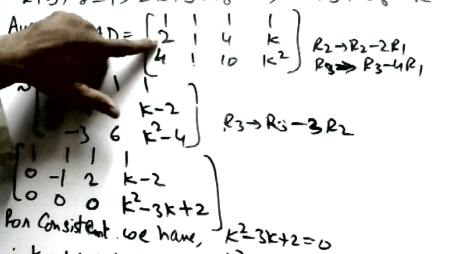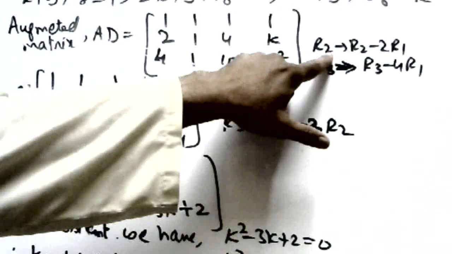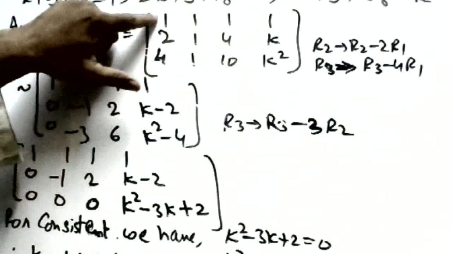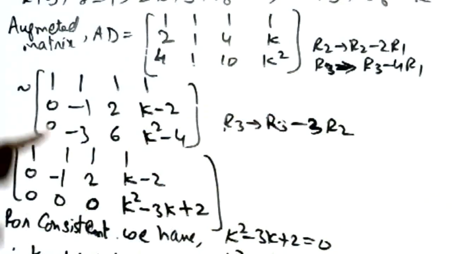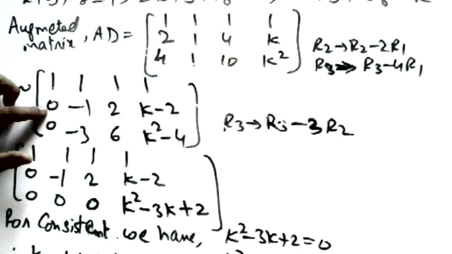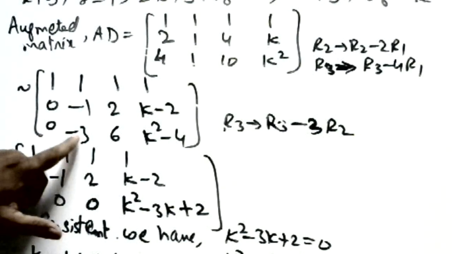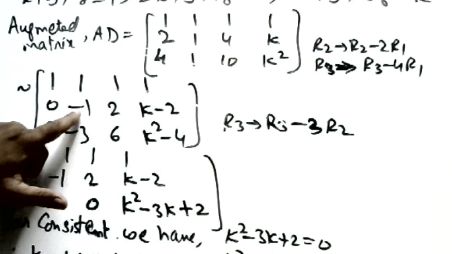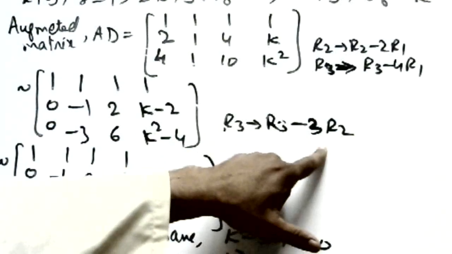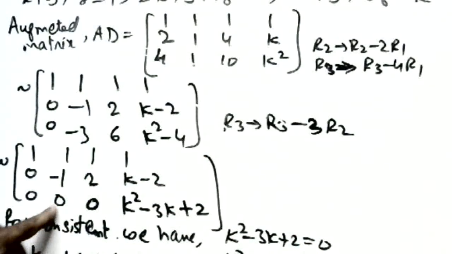See here how to make these two zeros: R2 minus 2R1, R3 minus 4R1. When we do this, we get these two zeros. Again, to make this 0, we use R3 implies R3 minus 3R2. So we get this also 0. Till this step we have done already many questions. Now you do till these steps.